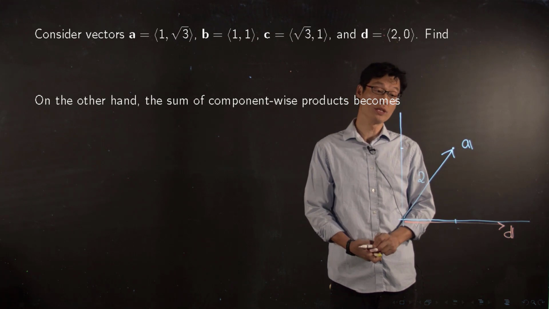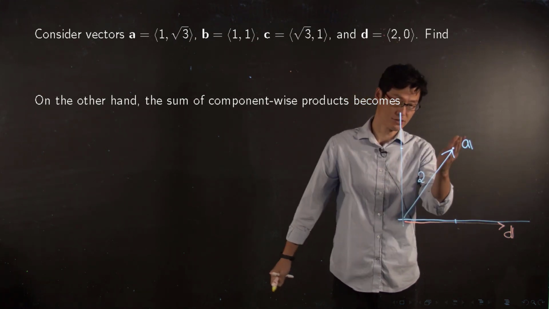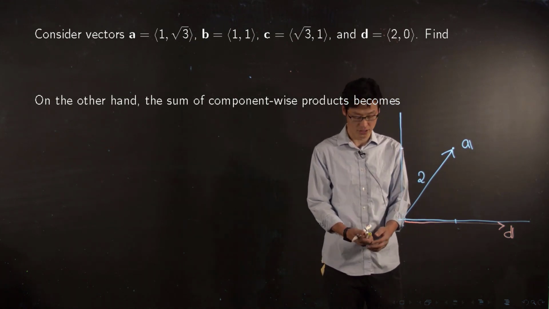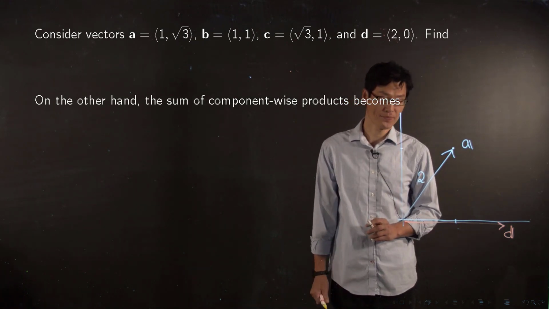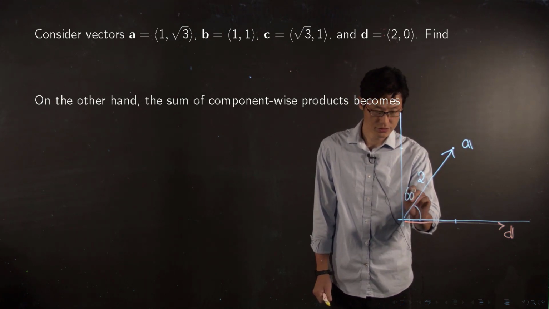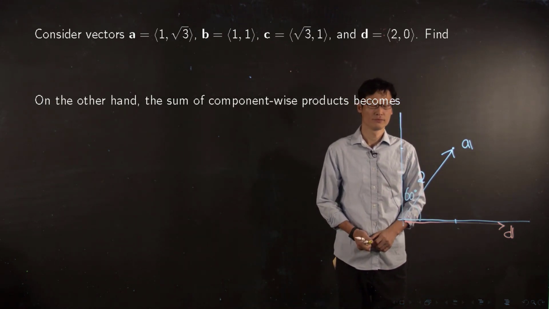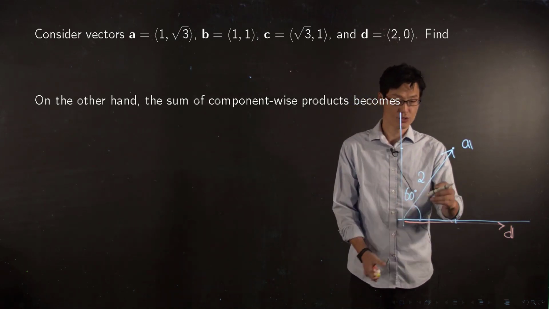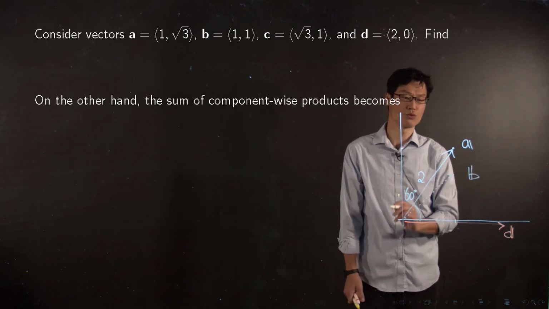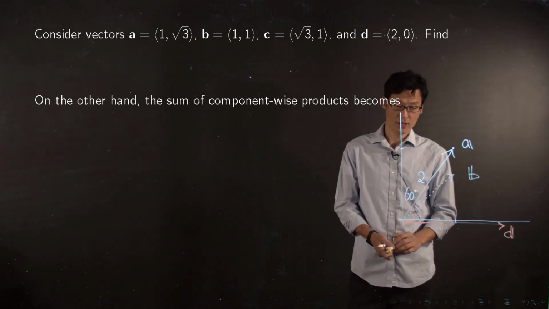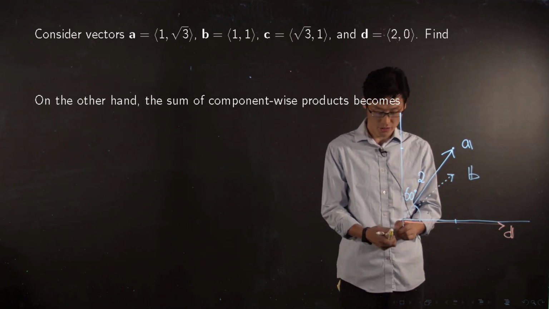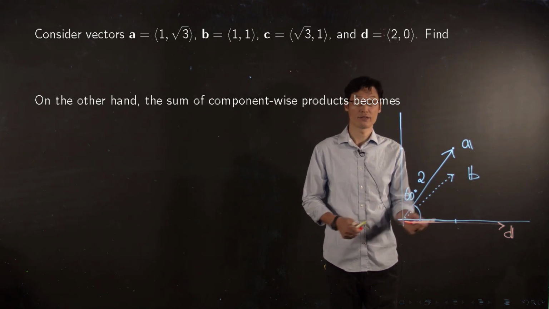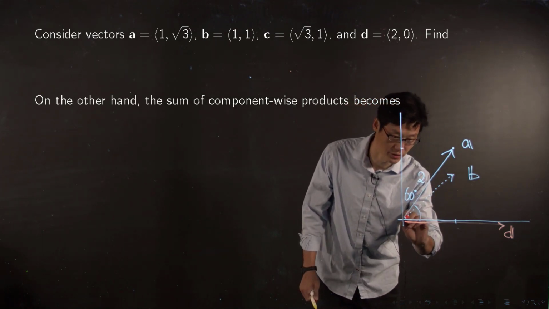then one side of the triangle is exactly along this vector A. Or you can use trig function values to see this angle is 60. Okay, and then vector B is 1 comma 1. Now this is the diagonal of a unit square, so this angle is 45. And another vector is C.